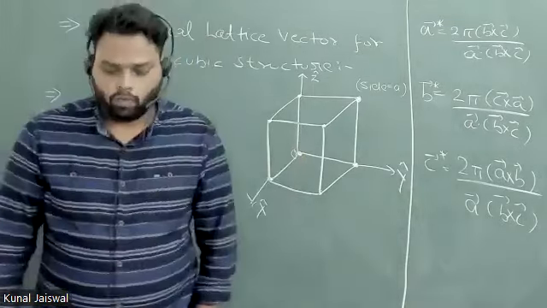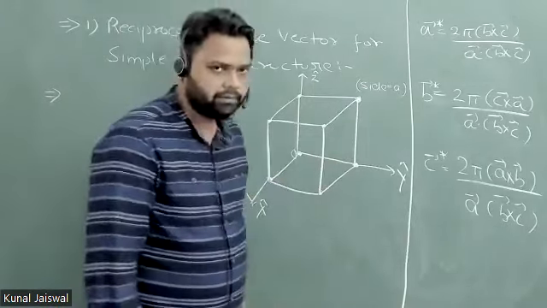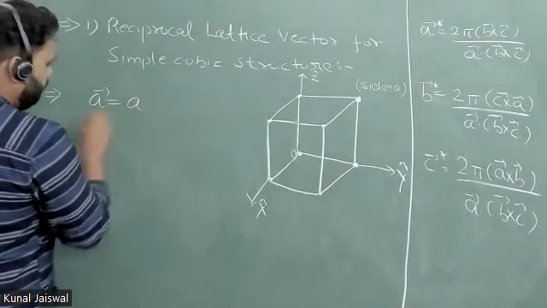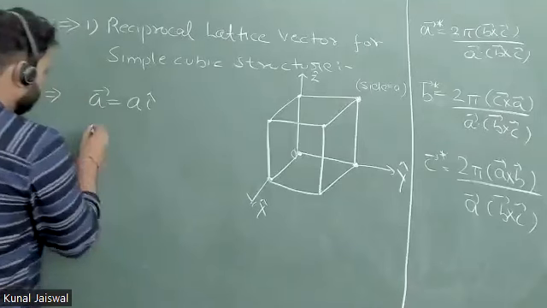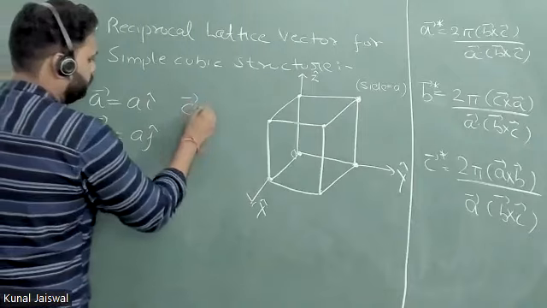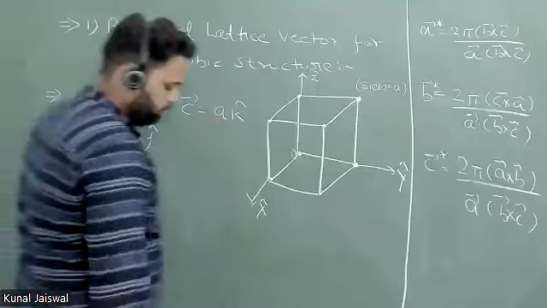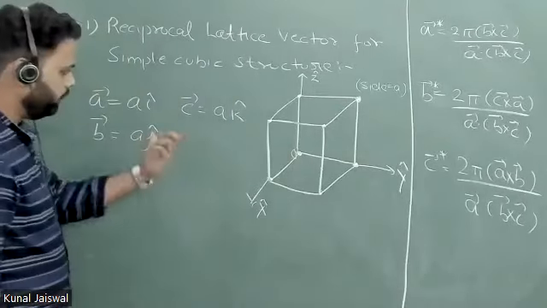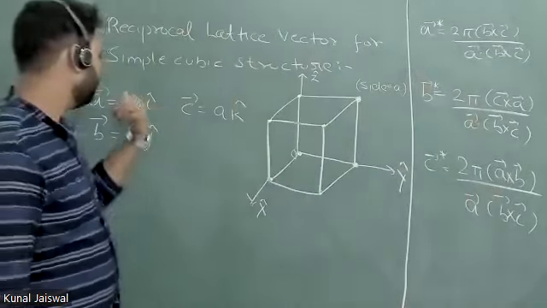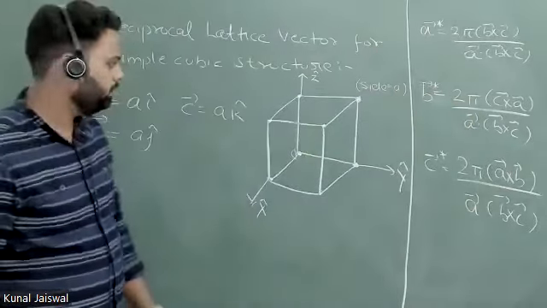If I ask you what will be the direct lattice vector or primitive lattice vector of this unit cell, what will it be? We discussed this. A vector is equal to A i cap, B vector is equal to A j cap, and C vector is equal to A k cap. So this is basically our primitive lattice vector or direct lattice vector. So we have got our A, B, C, and with the help of these A vector, B vector, and C vector, we are going to find A star, B star, and C star.